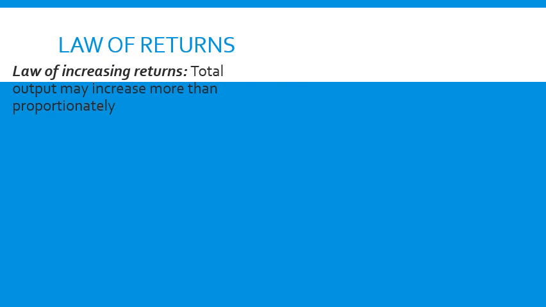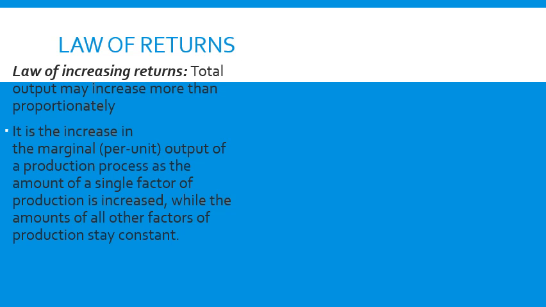Now we will discuss about law of returns. What is this law of returns? The first law of returns is law of increasing return. Law of increasing return in the sense the output would be higher for an input. If the input increases by 1%, the output increases by 2%. In other words, I invest 1 rupee and I get 2 rupees back. This is defined like this: it is the increase in the marginal output of a production process as the amount of a single factor of production is increased, while the amounts of all other factors of production stay constant.